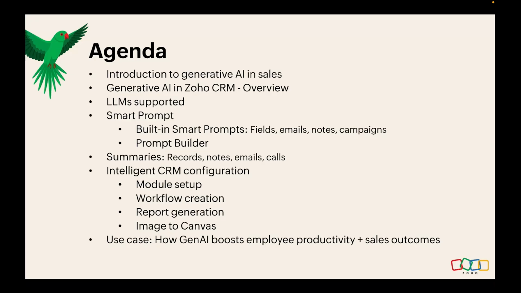So in today's webinar, we'll cover how Gen AI can help us with all of our sales use cases and what features we provide in Zoho CRM for the same. We'll take a quick look at the LLMs behind these features, and then I'll take you through a quick overview of the features themselves. Broadly, we have Smart Prompt, which is an intelligent Gen AI powered chatbot, which you can interact with contextually in multiple places within your CRM. And then we have AI powered summaries for your CRM data and prompt based CRM configuration for your modules, your workflows, reports, as well as Canvas views.